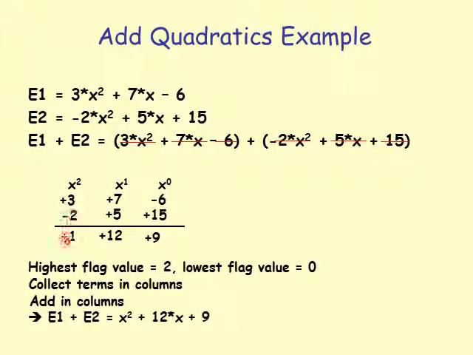Okay, 3 minus 2 is plus 1, 7 plus 5 is plus 12, and minus 6 plus 15 is plus 9. That is 1x squared plus 12x plus 9, the answer for E1 plus E2. So E1 plus E2 is equal to x squared plus 12x plus 9.